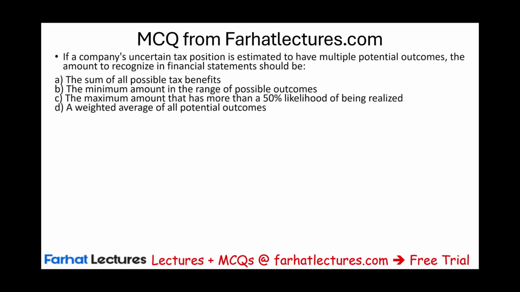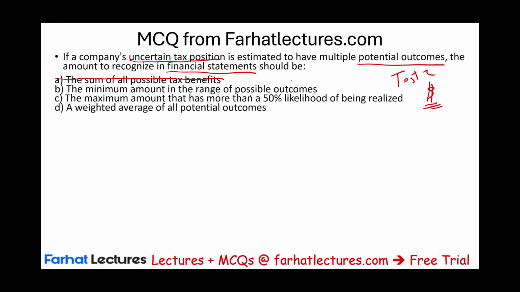Let's take a look at this multiple choice question from farhatlectures.com. If a company's uncertain tax position is estimated to have multiple potential outcomes, the amount to recognize in the financial statement should be what? Simply put, they're asking us here for test 2, how much you would record as a liability about this uncertain tax position. Is it the sum of all possible tax benefits? No, you don't add up all the possible tax benefits. A is out.